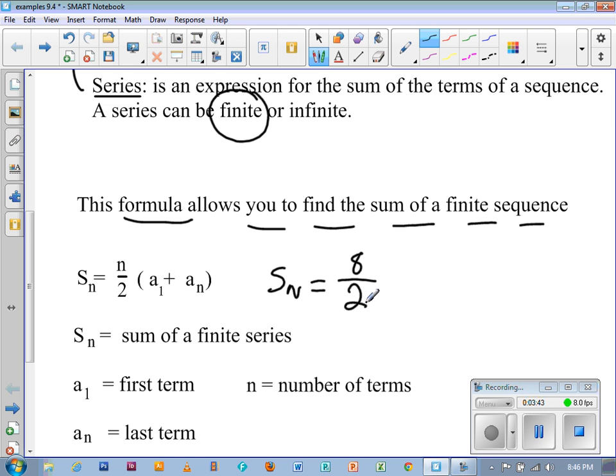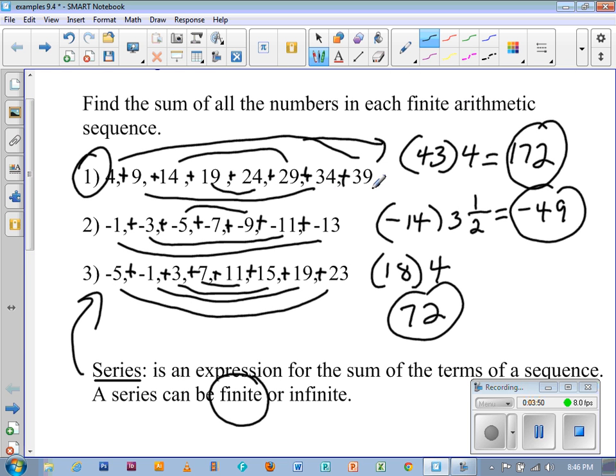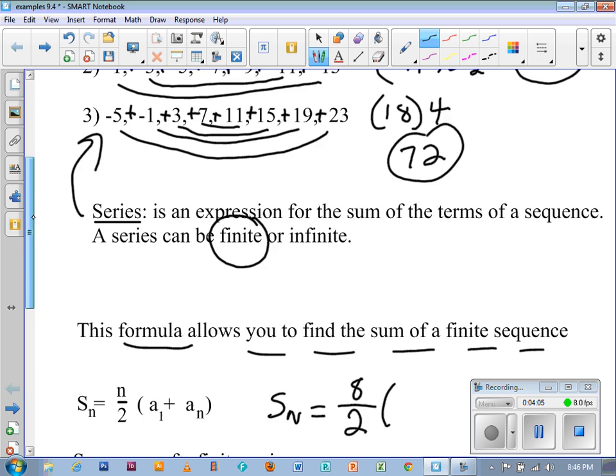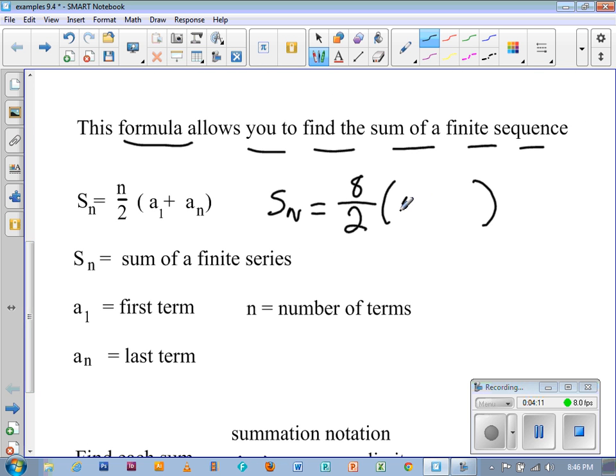N is on top. This tells you how many pairs we have. Remember, when I did it up here, I grouped the first and last two, the last one and the first one together to get 43. That's a pair, and basically there's going to be 4 of those. So what this part of the formula does is tell me how many of those pairs there are. And then this part of the formula, A sub 1 is the first term, which is 4, and then the last term is 39. 4 plus 39 essentially tells you what each pair adds up to be.